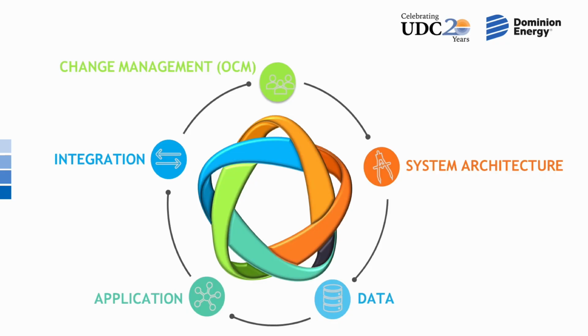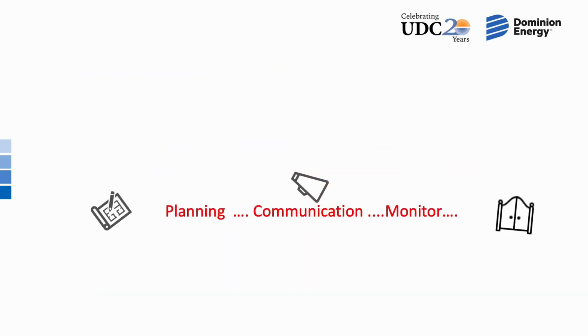We also have to ask ourselves, are we a beginner? Are we intermediate? Are we advanced? Dominion's a very mature GIS user. The editing tools have been there for 20 years, as an example. So there's a lot of work that has to go through to get there. So it's a lot of planning, a lot of communication, and a lot of monitoring.